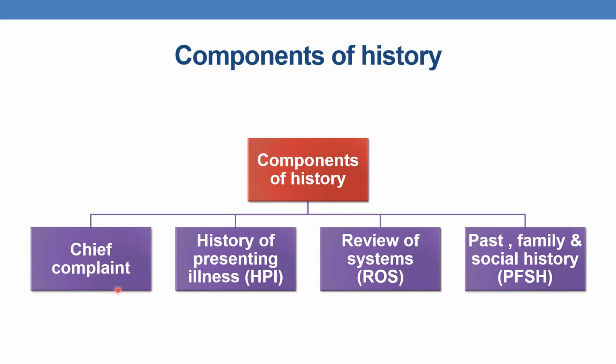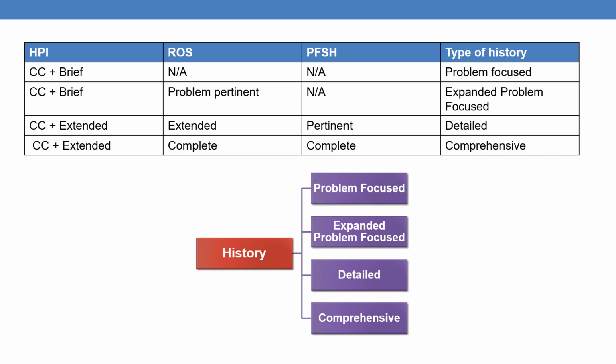Depending upon these 4 components, history is again categorized into some types. So what are the components of history? Chief complaint, HPI, ROS, and PFSH. Now coming to the types of history. Based on these 4 components, history is categorized into 4 types: problem focused, expanded problem focused, detailed, and comprehensive.